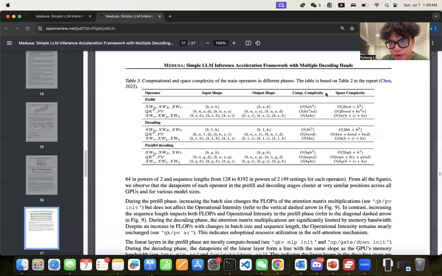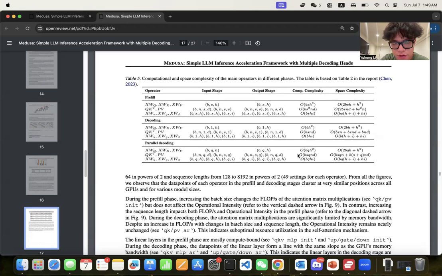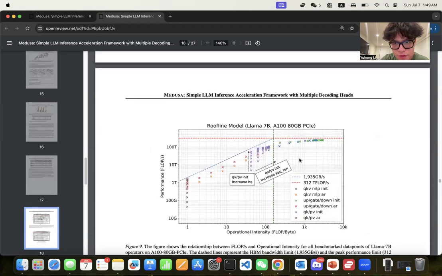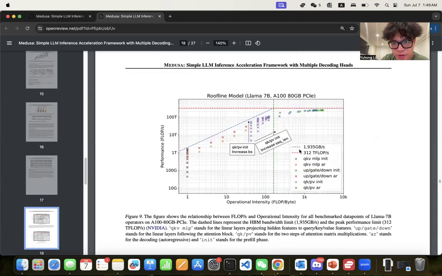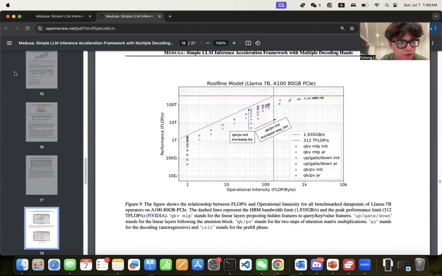Input shape, output shape, complexity, space complexity, etc. Yep. So we have this benchmark. You can see here for linear initialization, linear MLP, we basically just mentioned one thing, the same thing. QKV MLP init, this is a roofline model basically. So it just calculates the FLOPs and operational intensity.